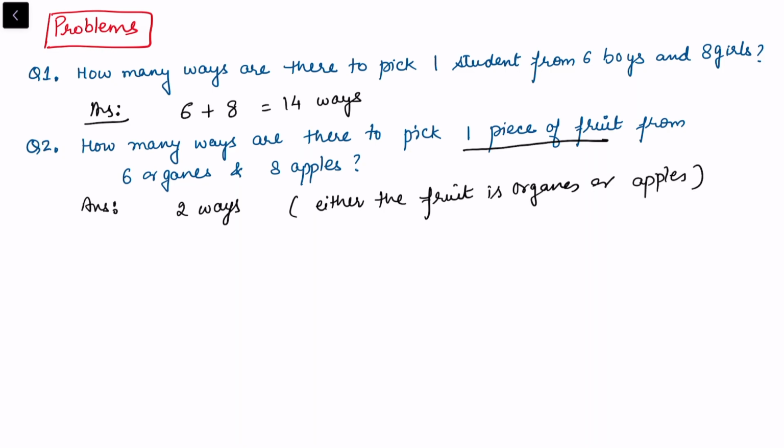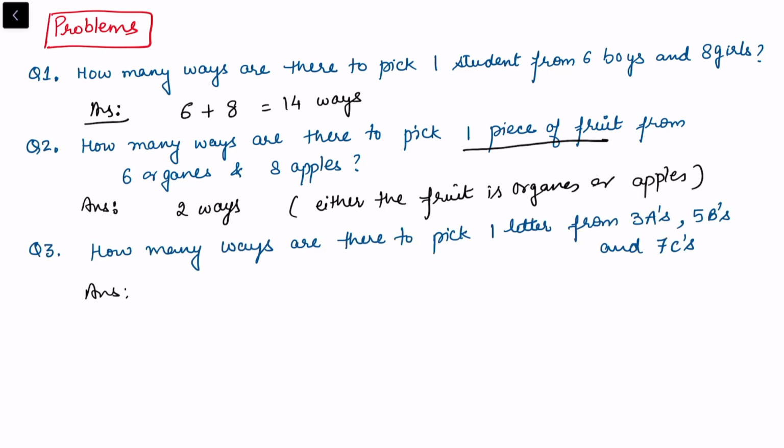In this question, how many ways are there to pick one letter from 3 A's, 5 B's and 7 C's? Again, there are three ways, similar to what I discussed above. Either we can pick A, or we can pick B, or we can pick C, and the letters themselves are not distinguishable.